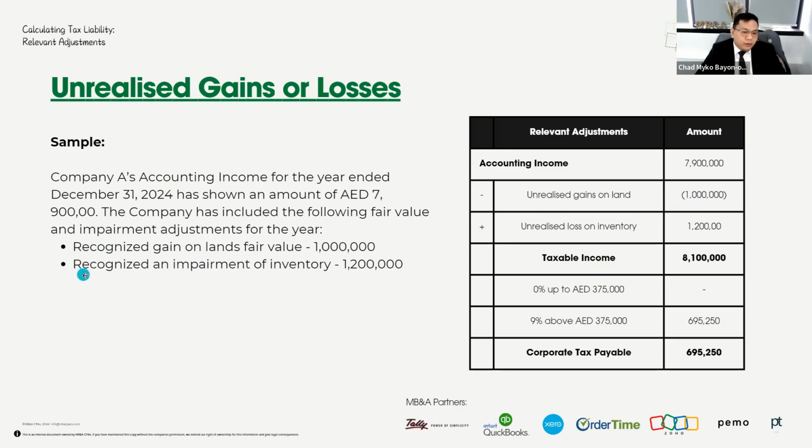And then you need to add back the impairment of your inventory. Normally for inventory, it is measured at the lower of cost and net realizable value. So if the carrying amount of your inventory has gone down, you adjust your inventory and recognize a loss, or an expense, related to the impairment of the inventory.